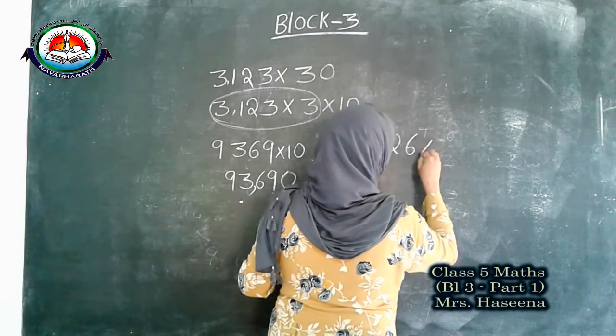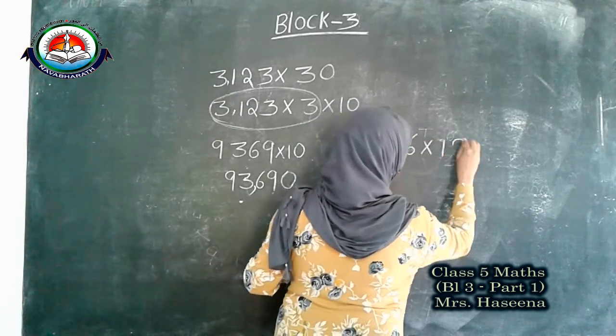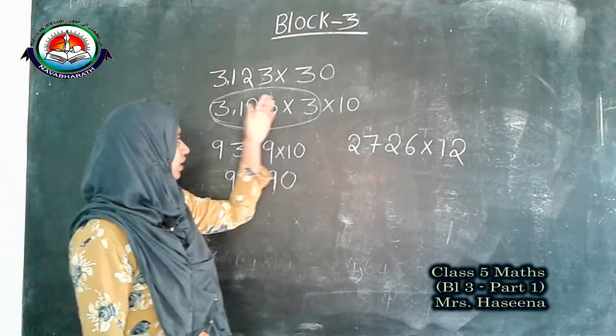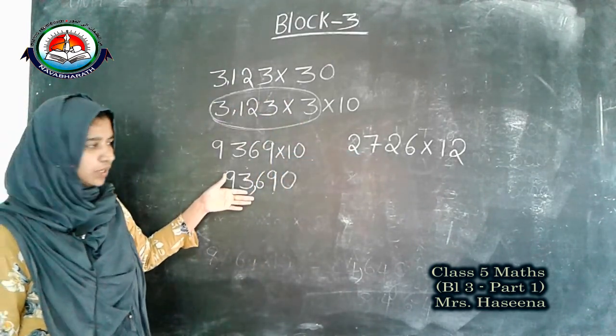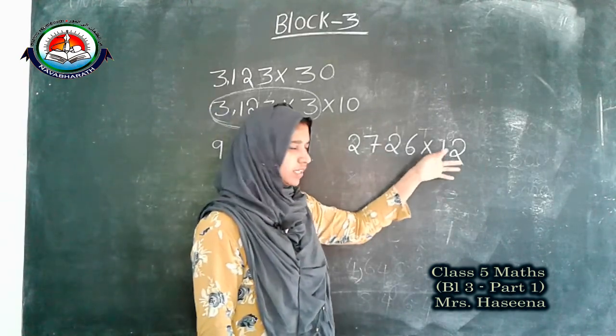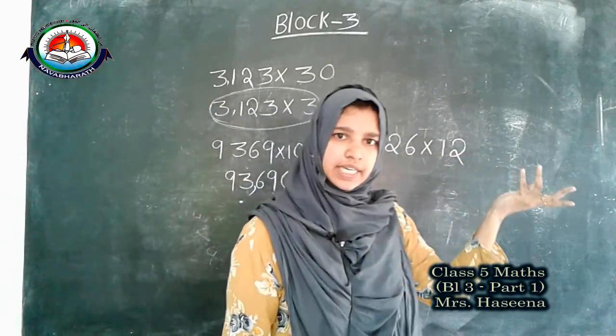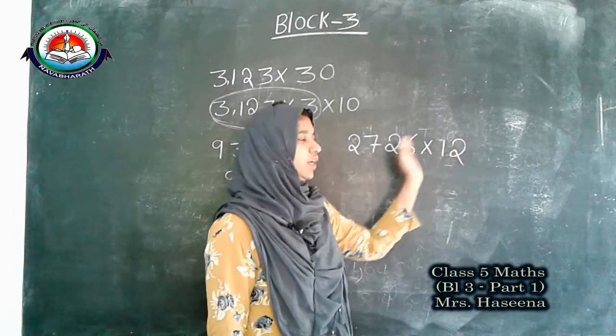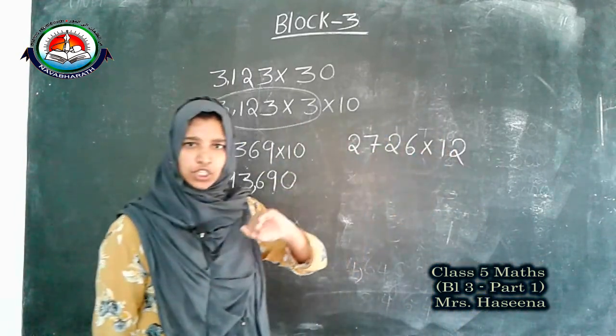$2,726 divided by 12. Okay. Can I do this question like this? Can I split 12 into 10 plus 2? Can I get any easy method? No. So we want to do this one in another method.